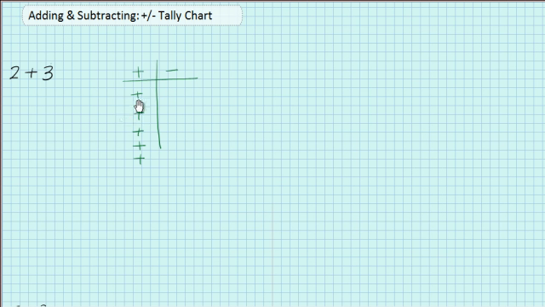So let's count them. 1, 2, 3, 4, 5. So my answer to this problem is 5. 2 plus 3 is 5. Okay, so that gives you an idea of how to use this chart. Let's go ahead and try another one.